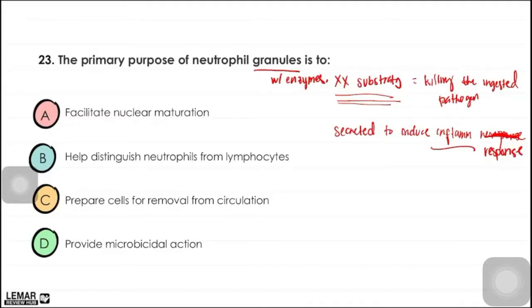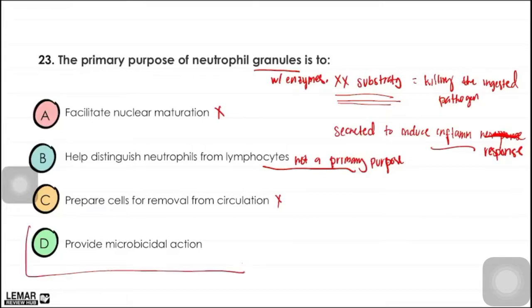So the granules of neutrophils do not have a role in nuclear maturation or in preparing cells for the removal from the circulation. While granules are a feature that helps distinguish neutrophils from lymphocytes, this is not their primary purpose. So, hindi si A, hindi rin si B, and C, hindi. So the answer is letter D, provide microbicidal action.